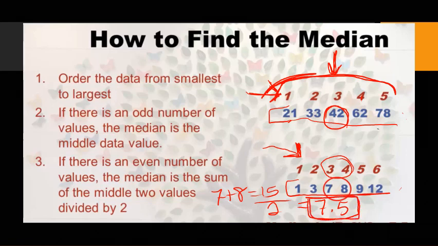So that's the difference between finding the median for odd and even numbers of data values. Okay, if you have an even number, you have to do a little bit more work. You're going to have to find the average between the two middle numbers. But if you have an odd set of numbers, it's super easy. You just take the very middle number, which was 42 in this case.